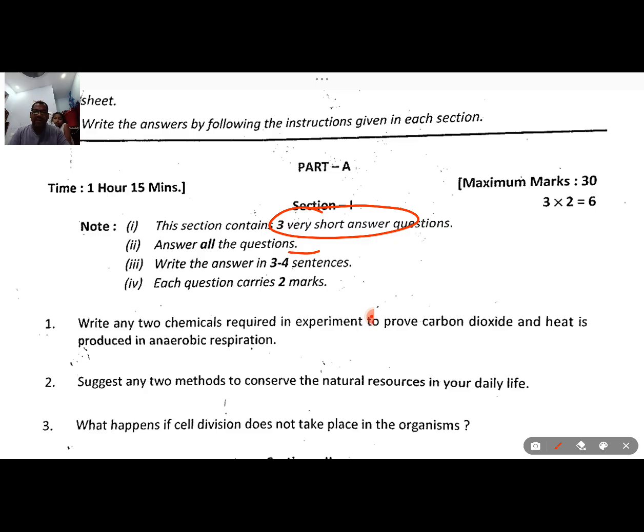Every question should have at least 3 to 4 sentences. Remember, try to write the answer in 4 sentences.